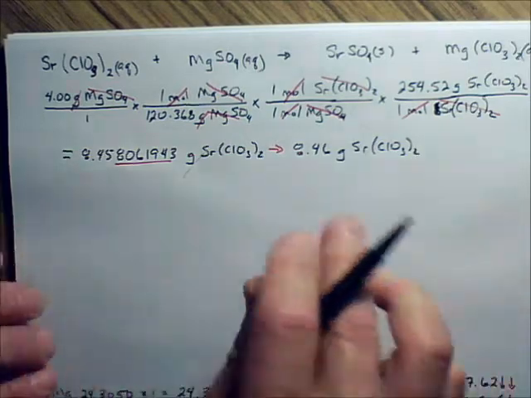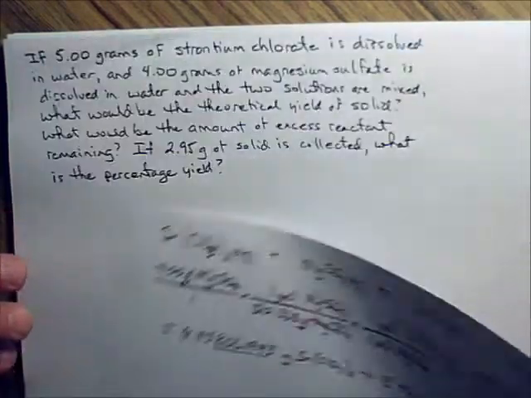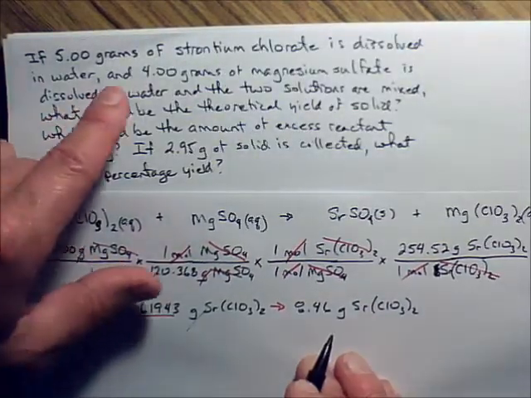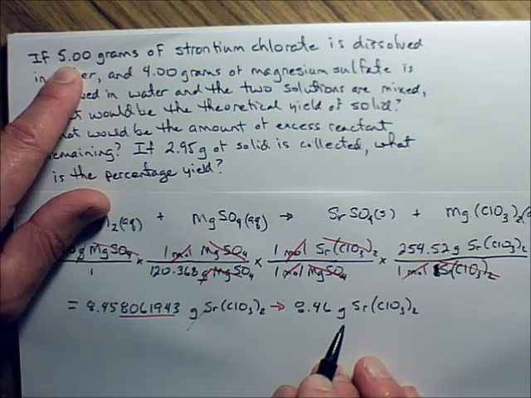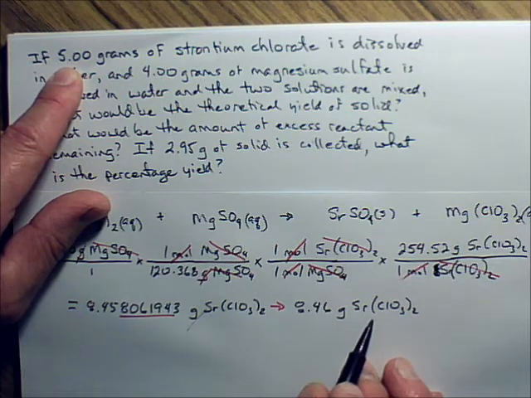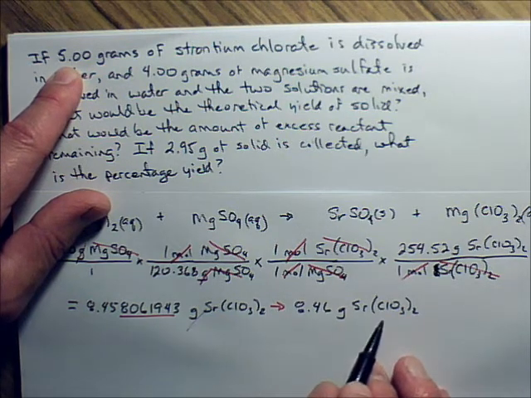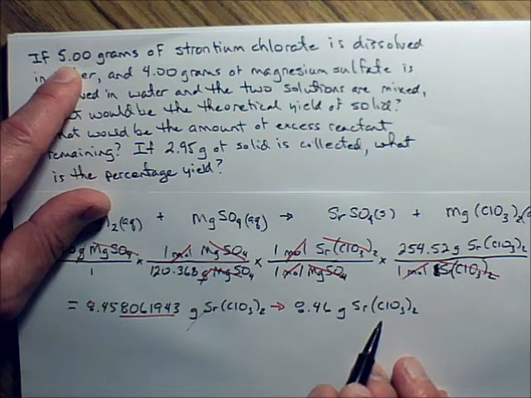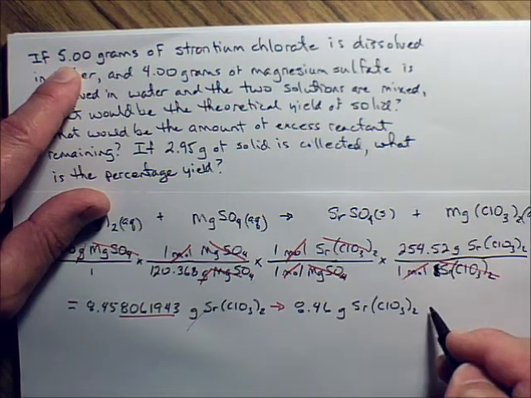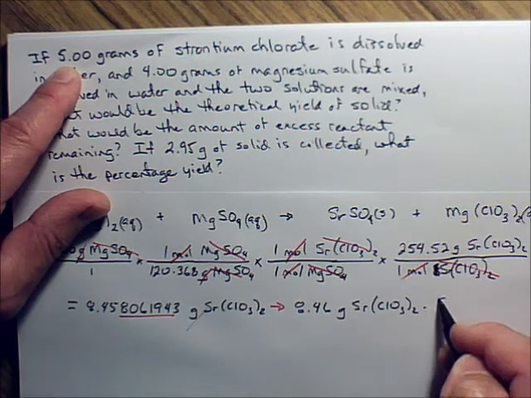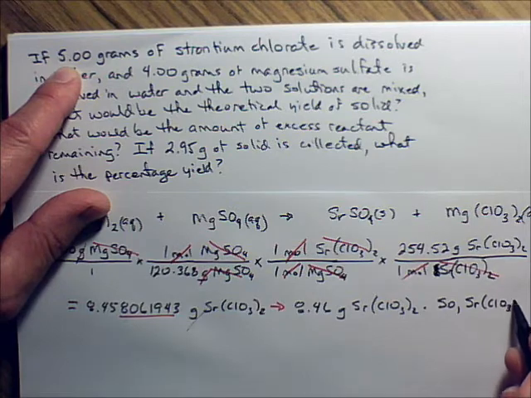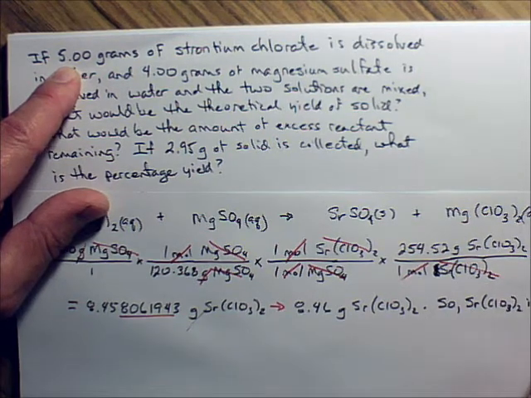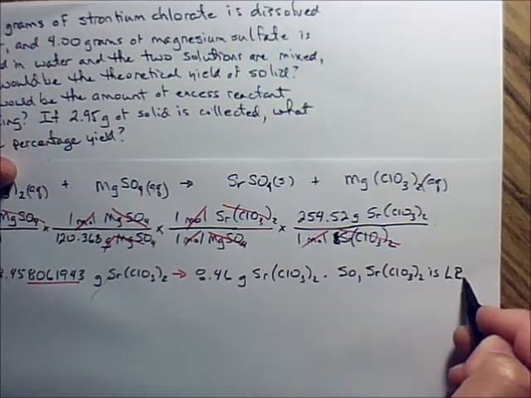All right, now we have to compare this number to the problem. And we had 5 grams of strontium chlorate in the problem. So this has to be the limiting reactant. If the amount we calculate is greater than the amount given of that species, then that's the limiting reactant. So strontium chlorate is the limiting reactant.